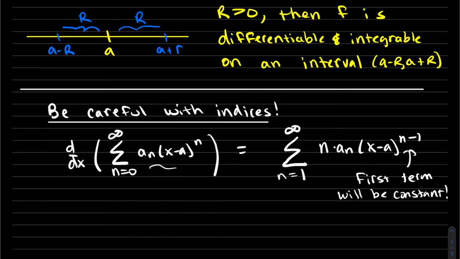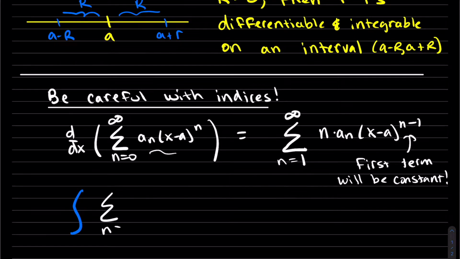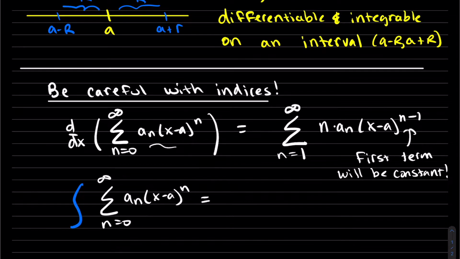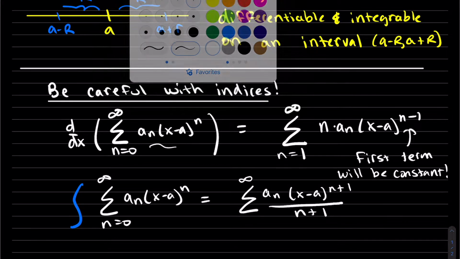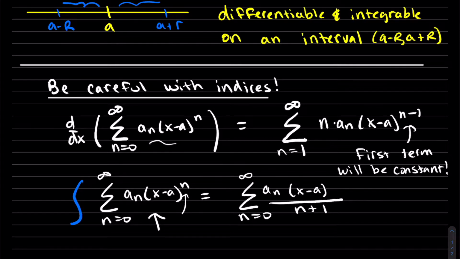Okay, so now let's take the integral of the series. Just like before, we will integrate each term, and we add 1 to the power and then divide by that power. So here our index actually stays the same. You can see our constant term starts with the constant, and we'll now have an x to it.